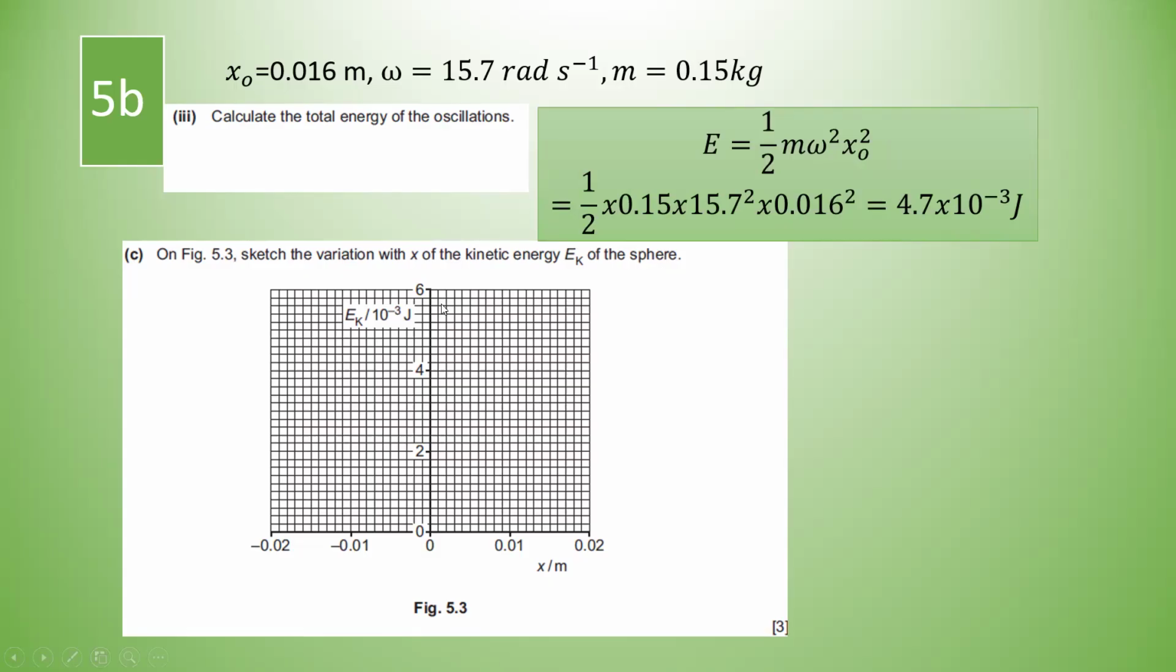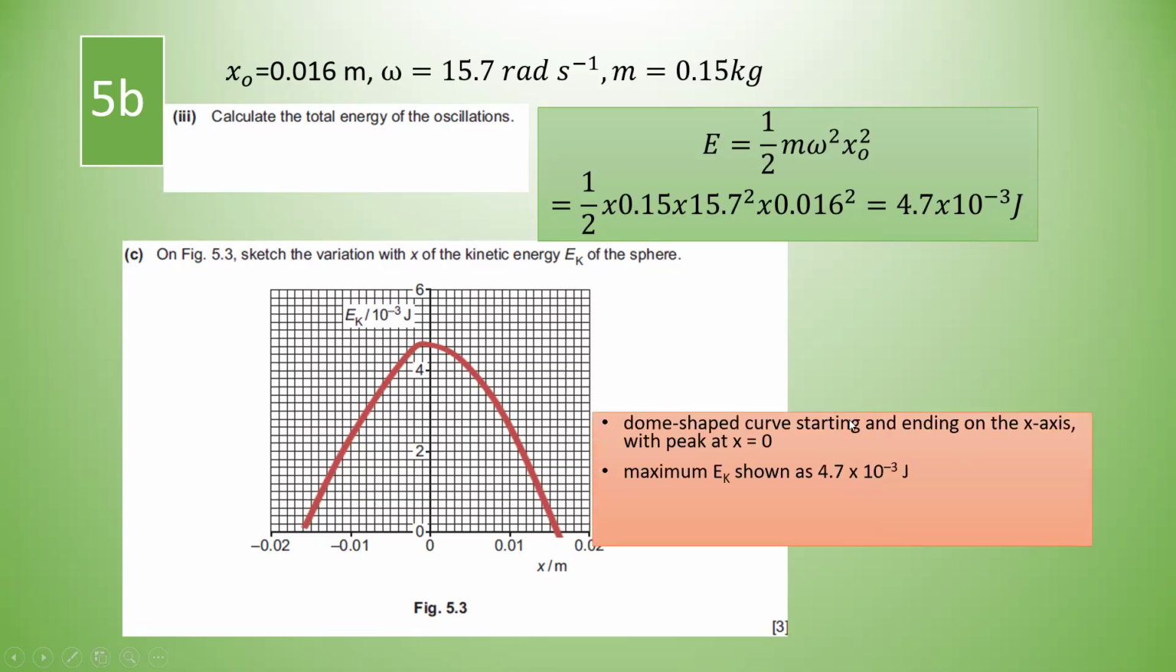Sketch a variation with x of the kinetic energy of the sphere. That's what it looks like. Maximum must be here. That's where you calculate 4.7. Right? Mine is slightly out. Then amplitude must be correct. Amplitude must be there. Correct. Okay? That's how you are marked. The 3 marks. They will look at the maximum point. They will look at the amplitude. And then they will look at the curve going this way.